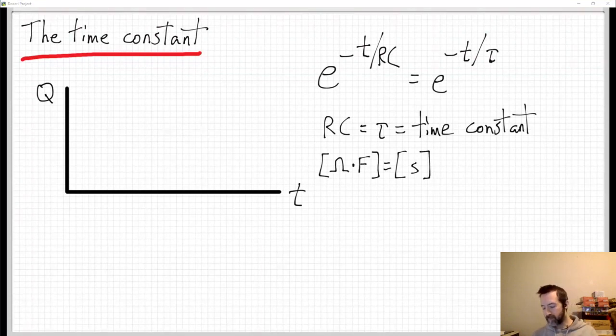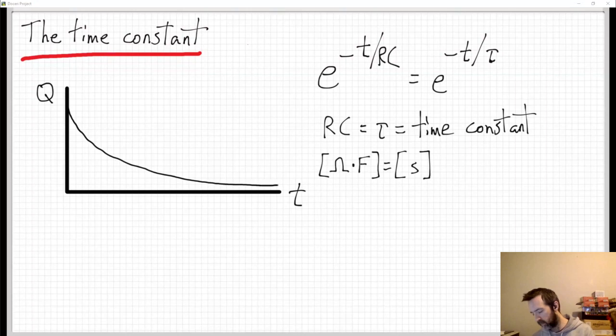So on the pre-existing graph there, the Q versus t graph, suppose we're doing a decay first. So if I've got a decay graph like this, I have this initial value, which would be Q naught.